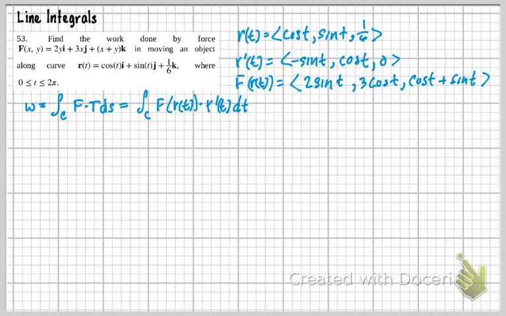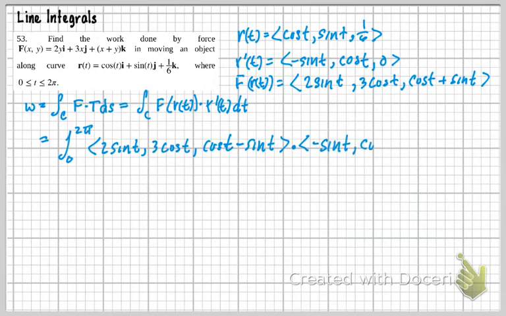So now all we're going to do is just plug everything in. And we have our bounds for t, that's 0 to 2π. So we put that in first. And then we have our F, which is ⟨2 sin t, 3 cos t, cos t plus sin t⟩, dotted with r'(t), which is ⟨-sin t, cos t, 0⟩ dt. So that's our initial integral here.